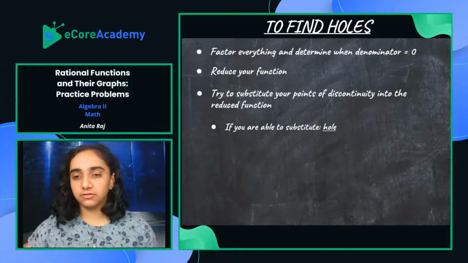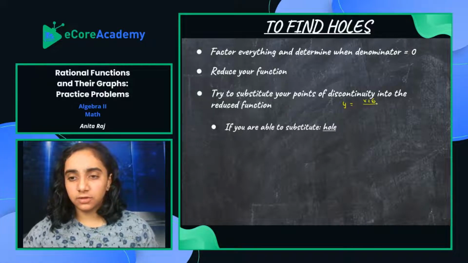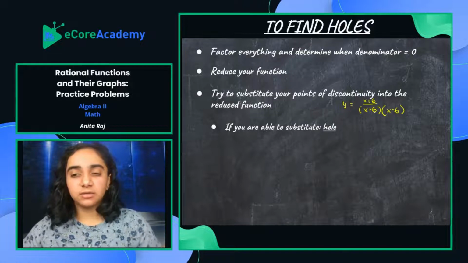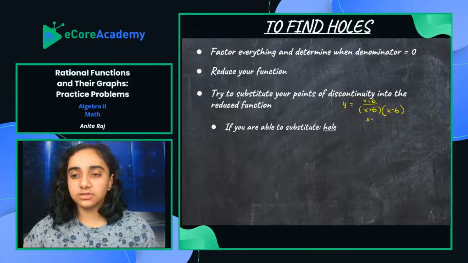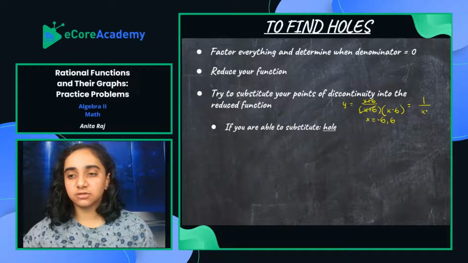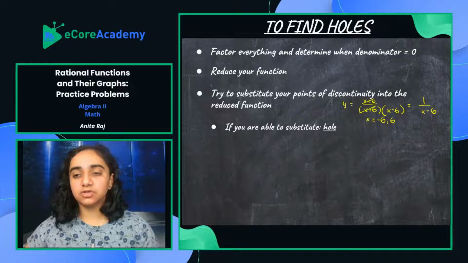So I'm going to actually write this out for us. Let's say we have the rational function y equals x plus 6 over x plus 6 times x minus 6. Let's say we set the denominator equal to 0, and we found our zeros, our points of discontinuity, to be negative 6 and 6. And then let's say we get the numerator and denominator factors to cancel out, and we get 1 over x minus 6 as our reduced function. What we're going to do now is substitute these points back into y equals x plus 6 over x plus 6 times x minus 6.